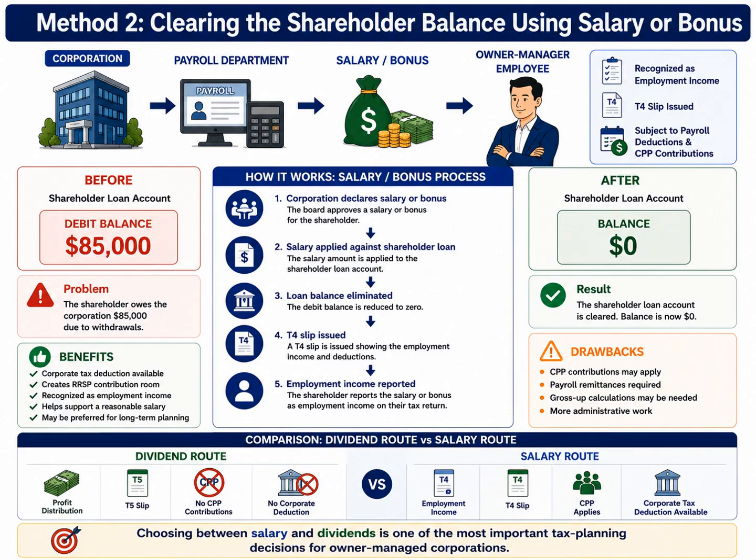The important lesson is that both methods can eliminate the shareholder loan balance, but they produce very different tax consequences. This is why deciding between salary and dividends is one of the most important tax planning decisions for owner-managed corporations. The optimal choice depends on the shareholder's personal tax situation, corporate tax objectives, retirement planning goals, and overall compensation strategy.